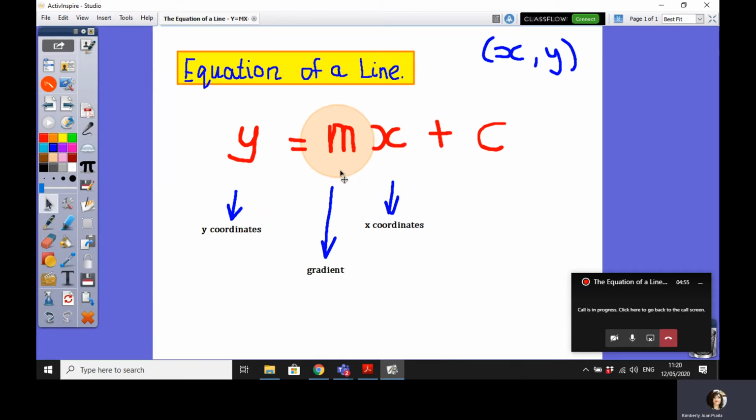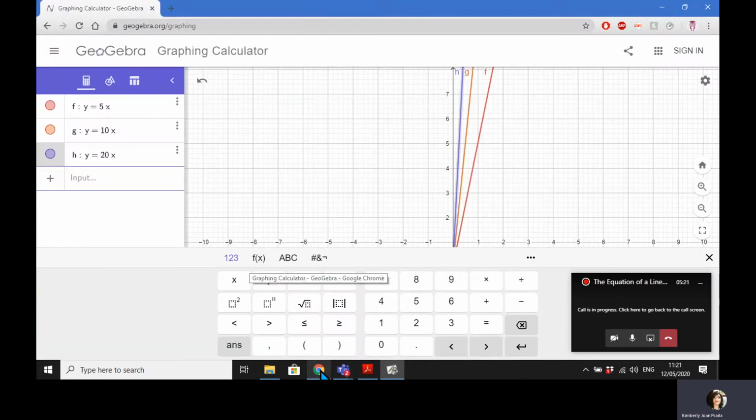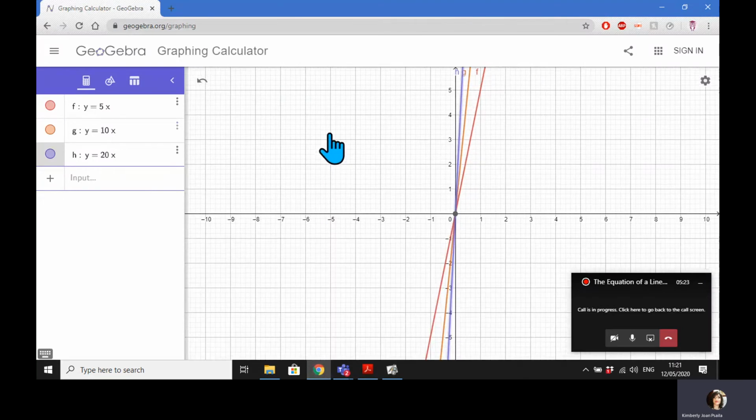The last letter of our equation is c. Now, what does c represent? c represents basically the y-intercept. Let me show you what the y-intercept is. First of all, do not mix the y-axis with the y-intercept. They are not the same. So what is this y-intercept? Let me show you here.